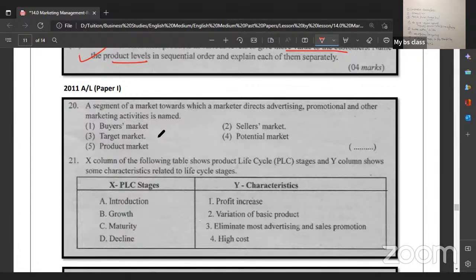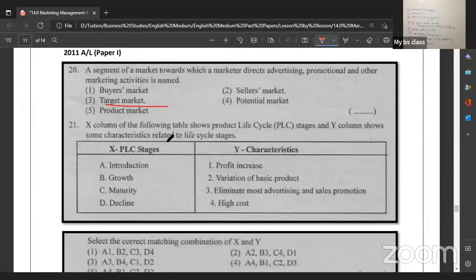Question number 20. A segment of a market towards which a marketer directs advertising and promotion. We think that is the target market. PLC, product life cycles.